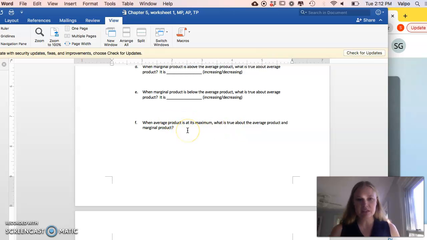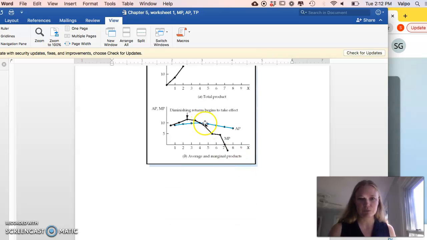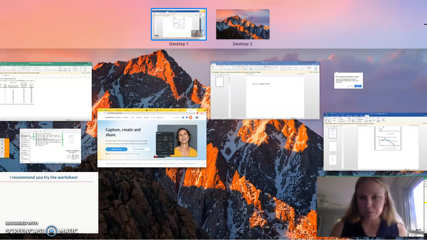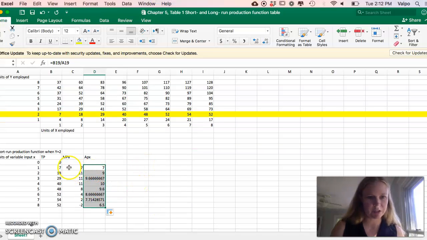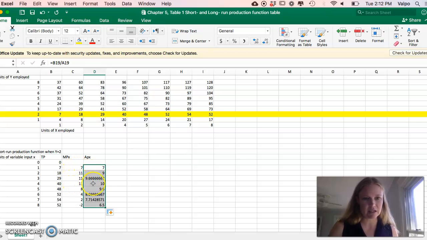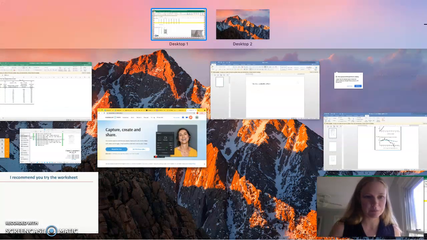So when average product is at its maximum, what is true about average product and marginal product? When average product is at its maximum, they cross. And that's something you're always going to see. So we're going to keep repeating this. We'll see it in the numbers, we'll see it in everything else. And actually, if I go back to our original example where we've got marginal product and average product, when marginal product is greater than average, it brings it up. And then at the 5th worker, it becomes less than the average and it brings it down. So we can see that with the other example.